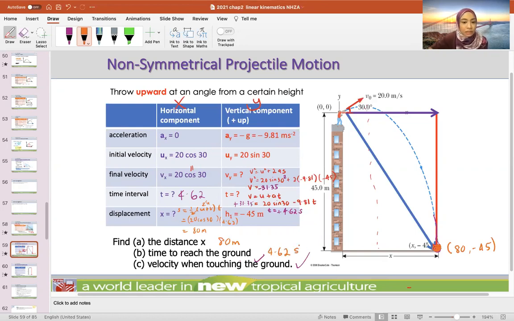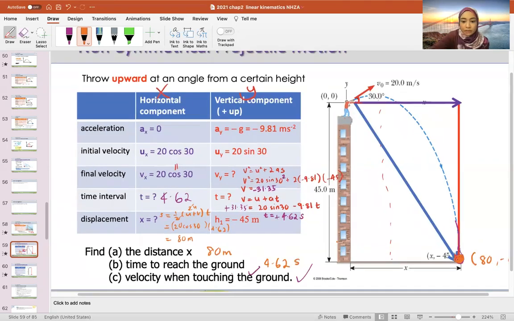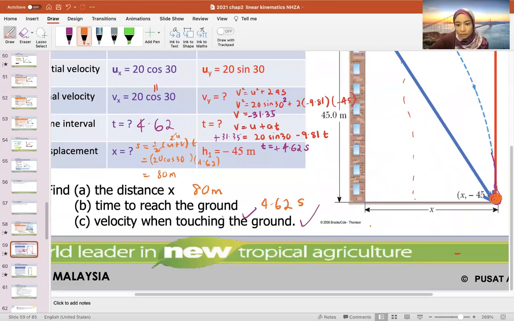Velocity when touching the ground. Oh, we haven't solved that yet. So we need to use the Pythagoras theorem equation again. V equals the magnitude, V equals Vx. What is that? 20 cosine 30 squared plus Vy, which is minus 31.35 squared. And then theta is equal to inverse tangent of minus 31.35 over 20 cosine 30.